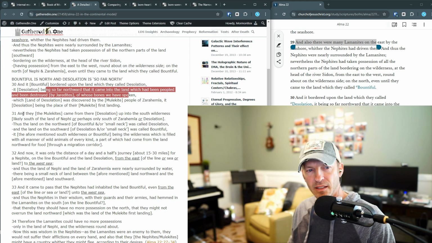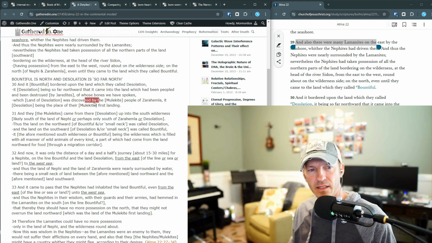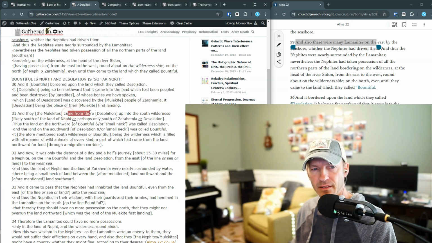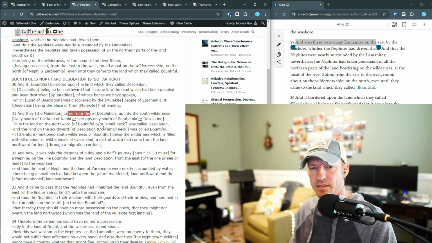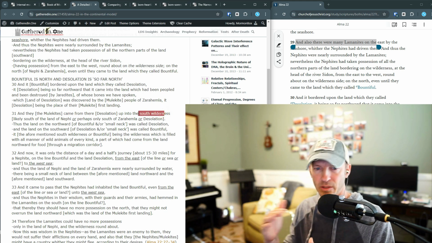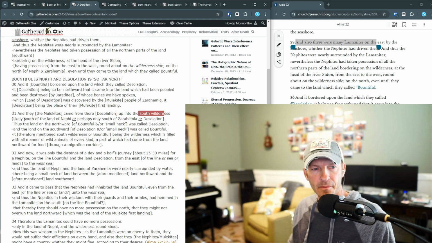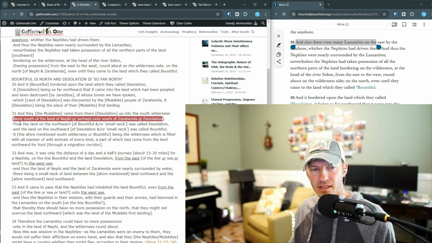Okay, and they, the Mulekites, right, because it's just talking about was discovered by the Mulekites, or the people of Zarahemla, it being the place of their first landing. And they came from there, right? Once again, we're talking about Desolation. So they came from there up into the South Wilderness. Okay, what is the South Wilderness? This is either the narrow strip of wilderness, or maybe there's one south of Nephi, but there's a South Wilderness. So I'm thinking likely south of the land of Nephi, or perhaps only south of Zarahemla or Desolation, but there is a South Wilderness. We're going to hit that in a second as we go to the map.